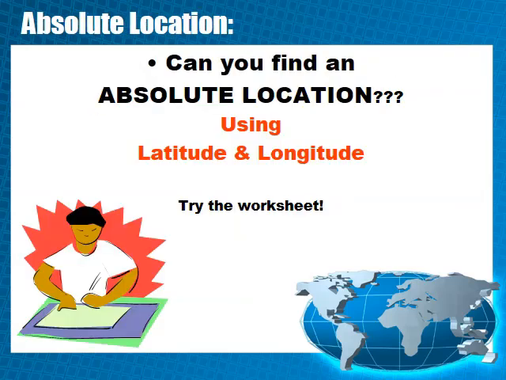Okay, so the next thing we need you to do is you're going to go into your blend space. You have a worksheet that is called latitude and longitude. You are now the geographer, and you're going to determine absolute location on that worksheet.